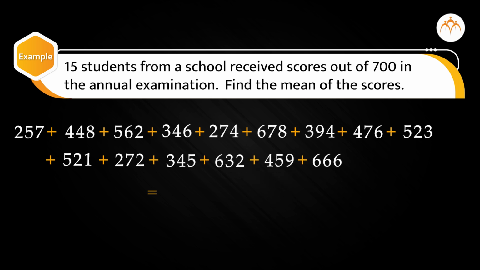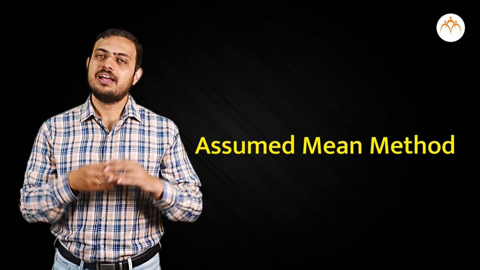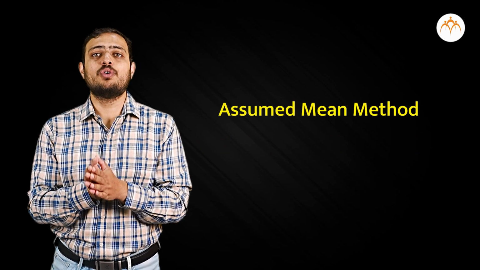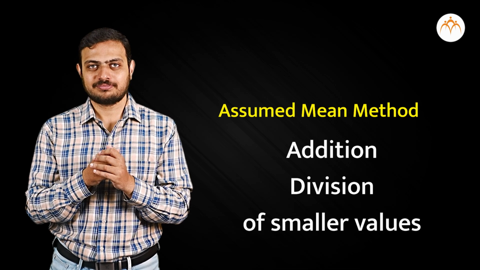The total is 6,853. Now, 6,853 divided by 15 gives us 456.86. For this large data, it is difficult to calculate the mean by direct method. So, we will use another method called the assumed mean method. Finding the mean becomes simpler in this method as we use addition and division of smaller values.